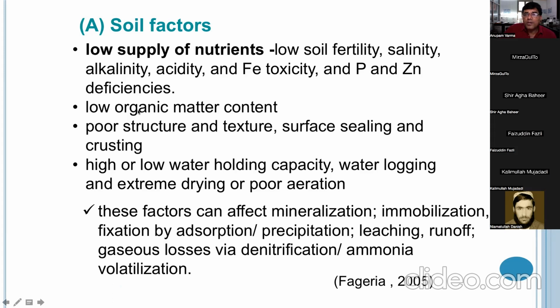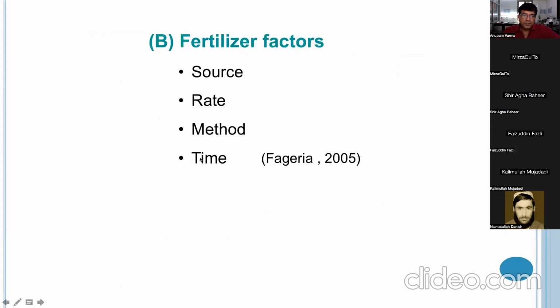If your soils are very low in organic matter, that means your cation exchange capacity will be low, because organic matter results in improvement in soil colloids. Humus and clay minerals are the soil colloids that absorb the nutrients. So cation exchange capacity will be low if your organic matter is low. Poor structure and texture of the soil will also result in reduced nutrient use efficiency. So all these factors will reduce the nutrient use efficiency.